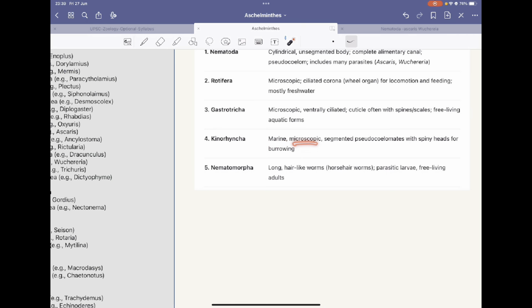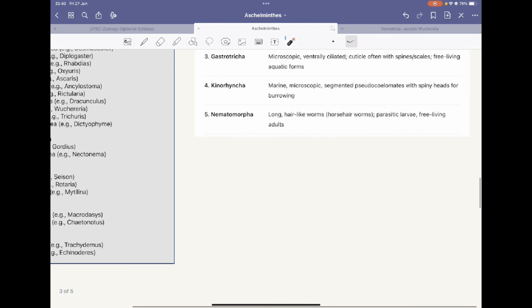After that we have Kinorhyncha. It is marine, microscopic, and segmented pseudocoelomate, and it has a spiny head for burrowing. And at the end we have Nematomorpha, which are long hair-like worms, and these are horsehair worms. These are parasitic larvae and free living adults.